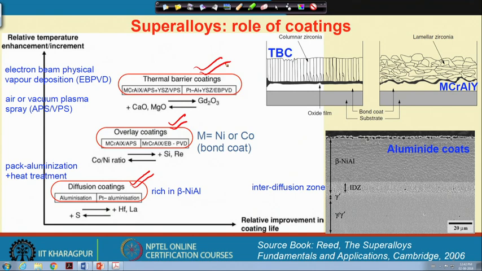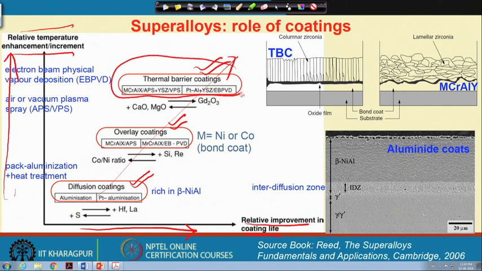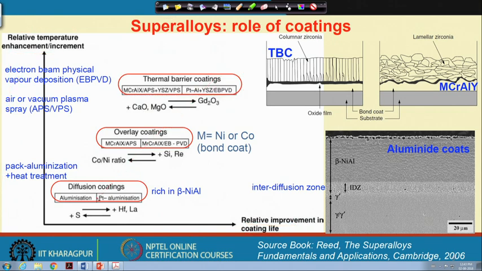How? If you have a look at the diagram, we have plotted here the relative improvement in the coating life. So, the life basically increases along this direction, and this is the temperature enhancement. Okay. So, the relative temperature enhancement is in that direction. So, thermal barrier coating is always better than other coatings, you can see, in terms of service life. However, we cannot apply thermal barrier coating alone. Why, we will talk about later on.